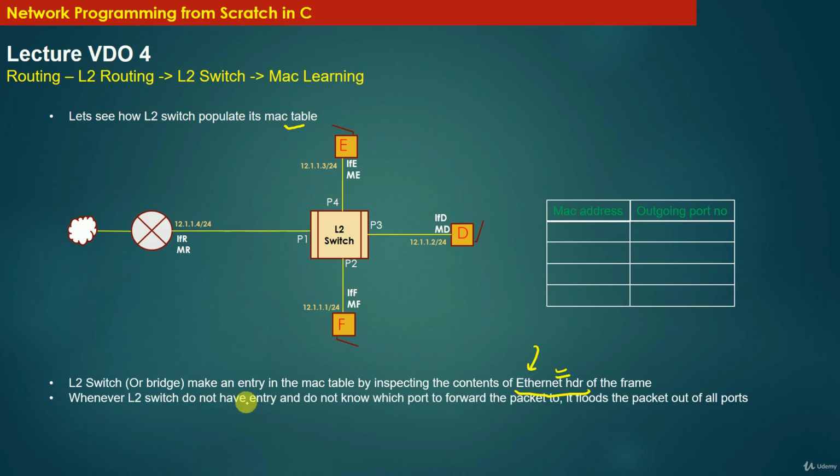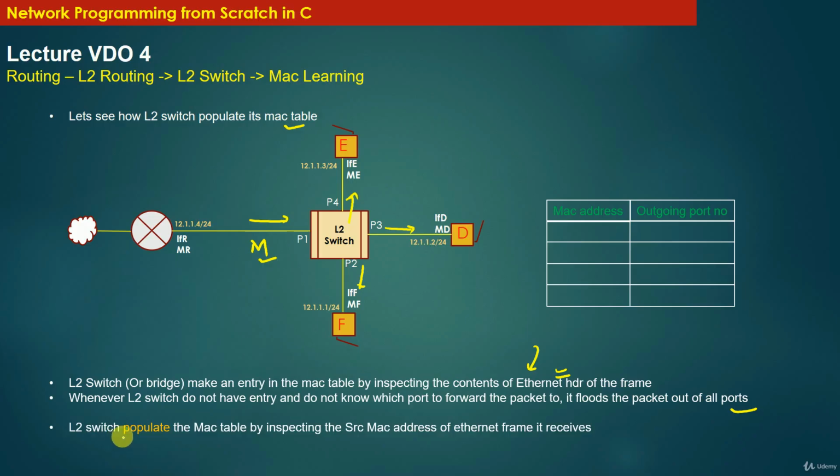Whenever the L2 switch does not have an entry and does not know which port to forward the packet to, it floods the packet out of all the ports. Suppose this L2 switch receives a packet with the destination MAC address, say M. And suppose the L2 switch does not have any entry in its MAC address table which matches the MAC address M. In this case, the L2 switch forwards the frame out of all the outgoing ports. This is called flooding of frames with unknown MAC addresses.